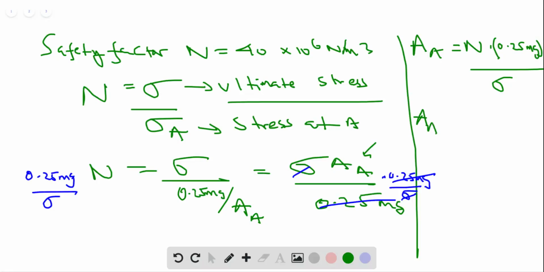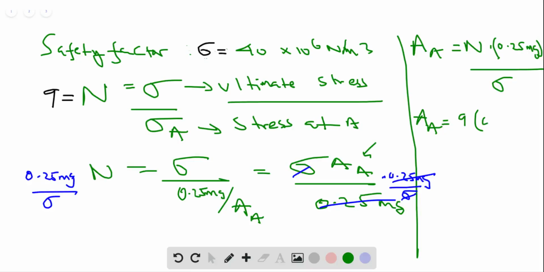And so the area at A becomes equivalent to N, which is the ultimate stress. The ultimate, not the ultimate stress, but the safety factor. So I think we need to make some changes here just to make sure we're on the right track. The ultimate stress, sigma, was equivalent to, just a correction right there, 40 times 10 to the 6, and then the safety factor was equal to 9. So just make sure that those two numbers are correct.